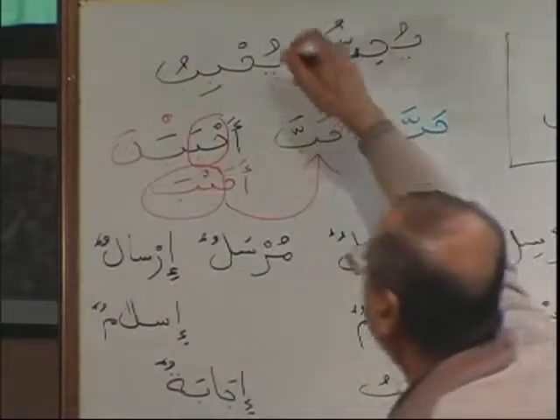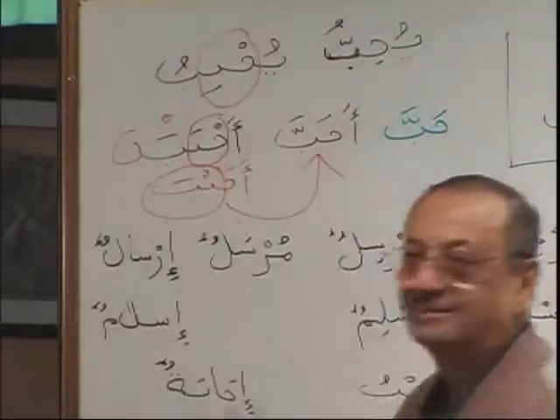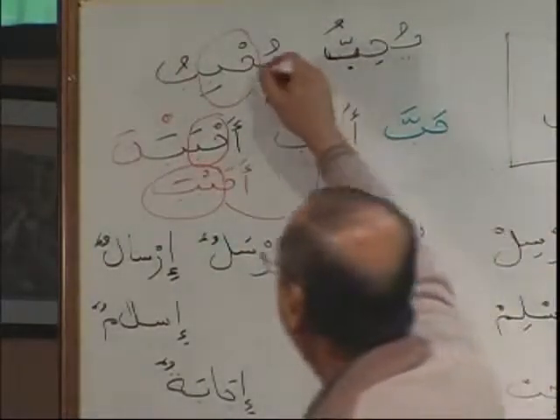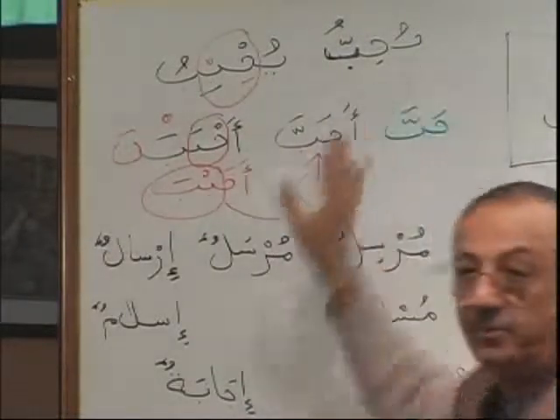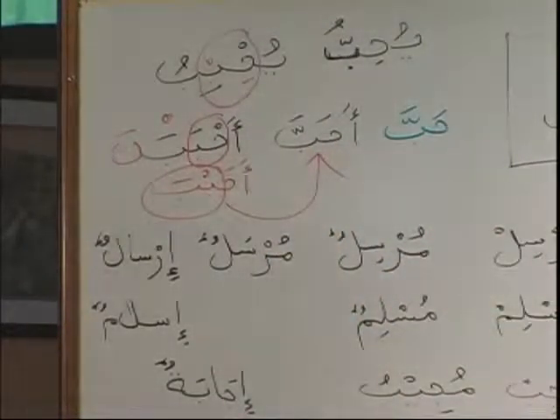We changed the vowel signs. We gave a kasra here and sukun here. So it changed into yuhibbu. But what is it originally? Yuhbibu. Fine, brother and sister. Mudariya. Yuhibbu.